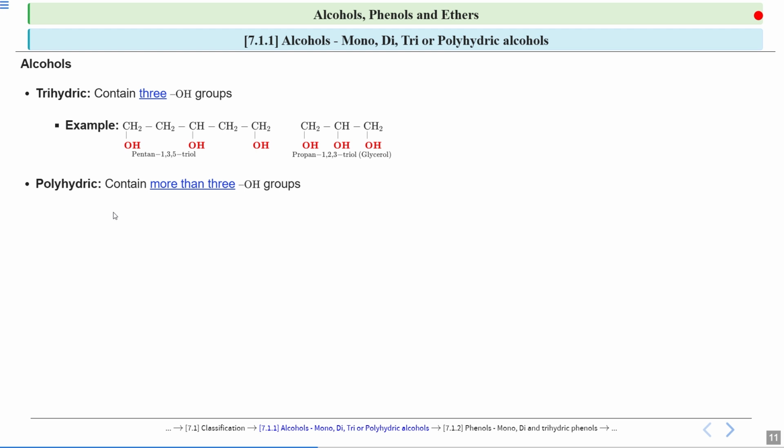The next is polyhydric. Poly means many. So the definition is that it will contain more than 3 hydroxyl groups, because up to 3 we are calling them trihydric. So more than 3, if any number like 4, 5, 6, 7 up to n hydroxyl groups is present in an alcohol, then we call them polyhydric.